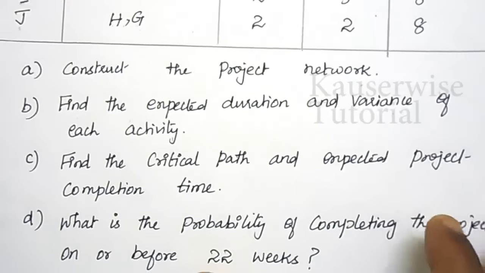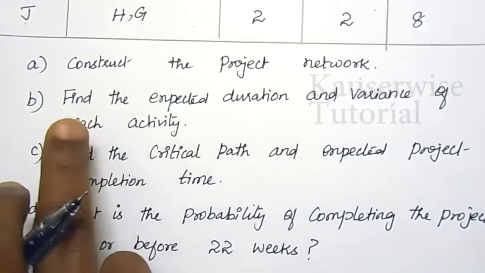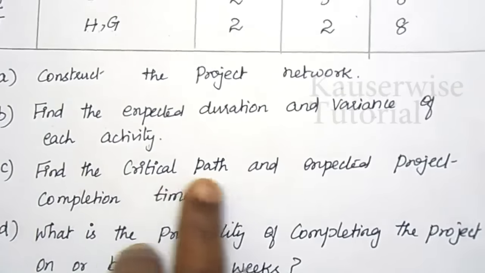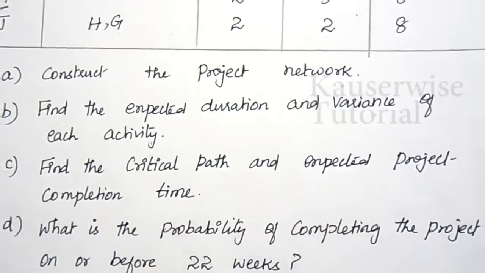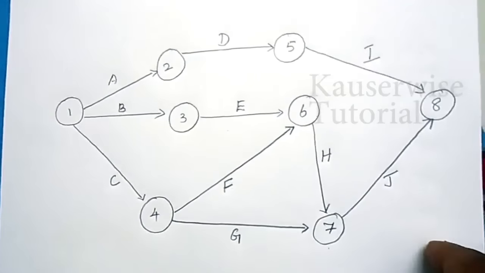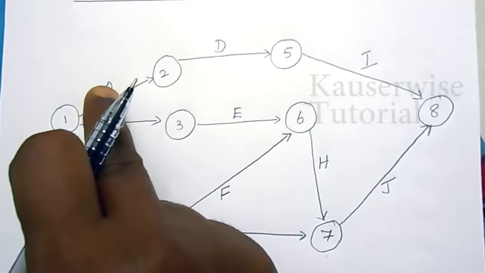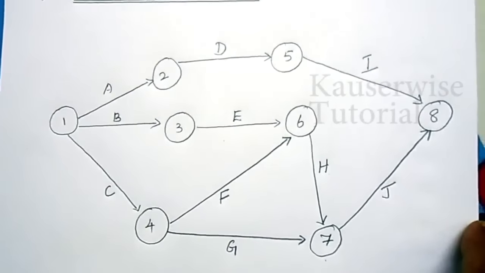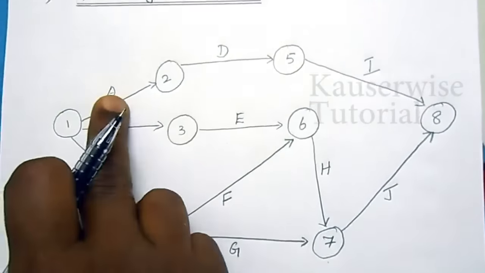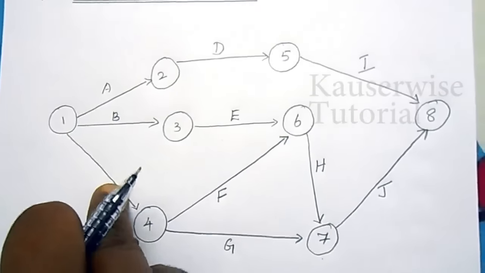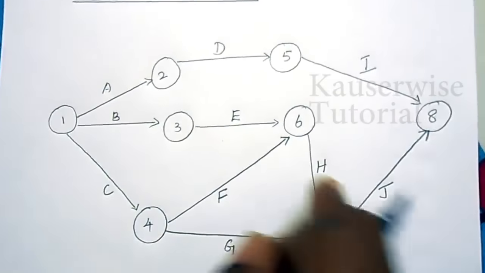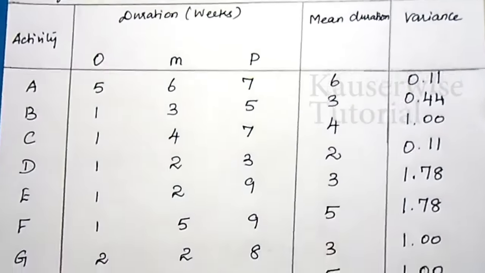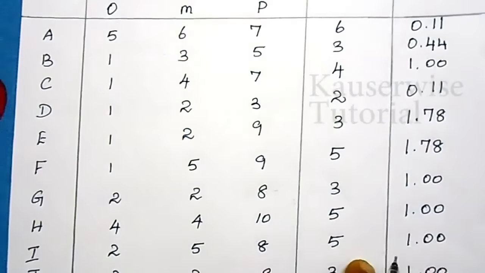Look at the problem. So far we have done the first one, construct the project network, and second one, find the expected duration and variance of each activity. Now we are going to find the critical path and expected project completion time. In order to do that, we need duration for each and every activity. In this problem, we have three estimated times known: optimistic, most likely and pessimistic time. Here we need to take the mean duration, that is expected duration, for each activity that we have calculated in the previous calculation. Now you have to note down all these durations in the project network.